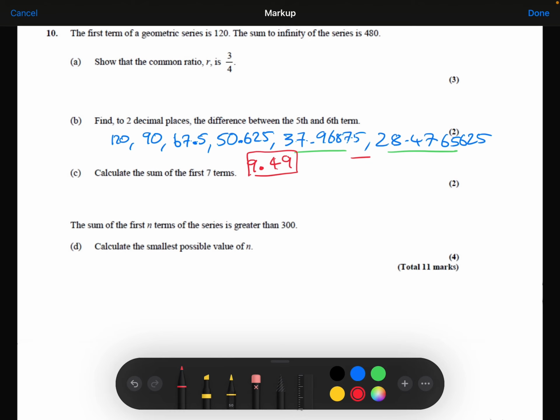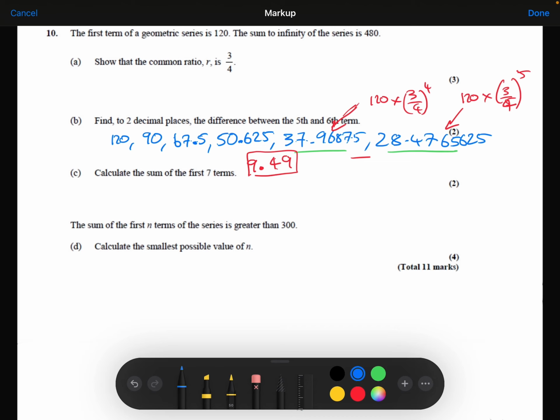Obviously, you could use the nth term formula for that. To get this term here, you could have done 120 times the common ratio to the power 4. And to get this term here, you can do the first term times the common ratio to the power 5, and then take them away. I don't think it matters too much which method you use when the numbers are small.